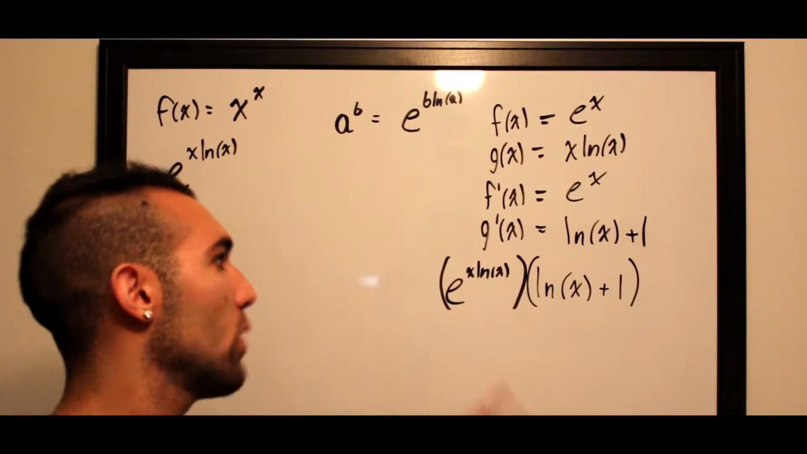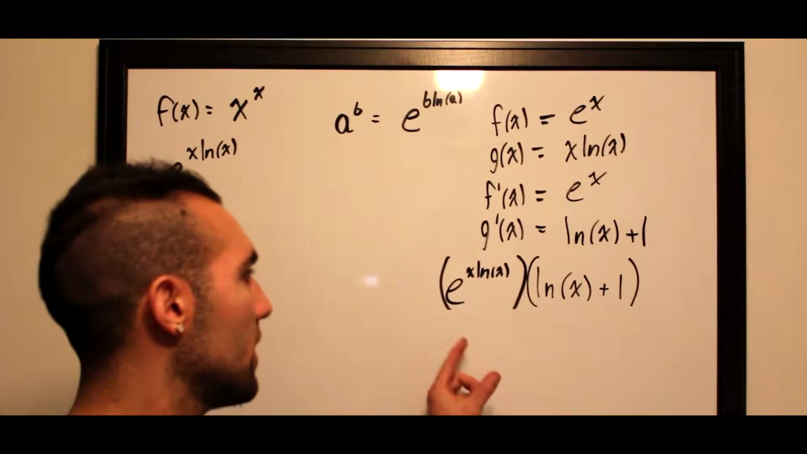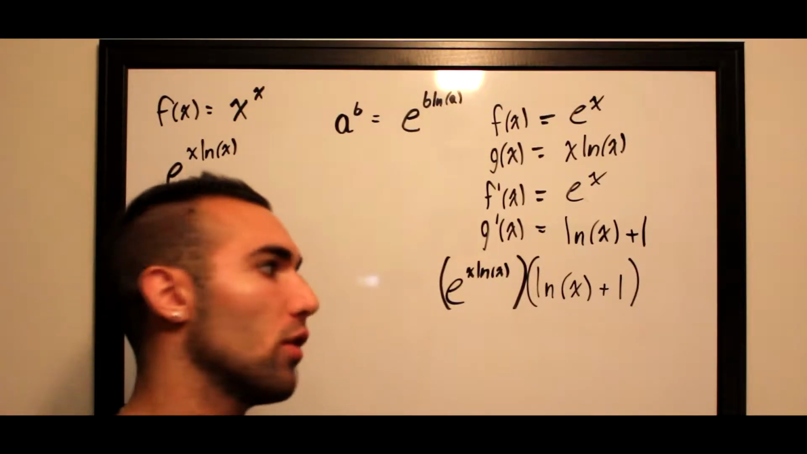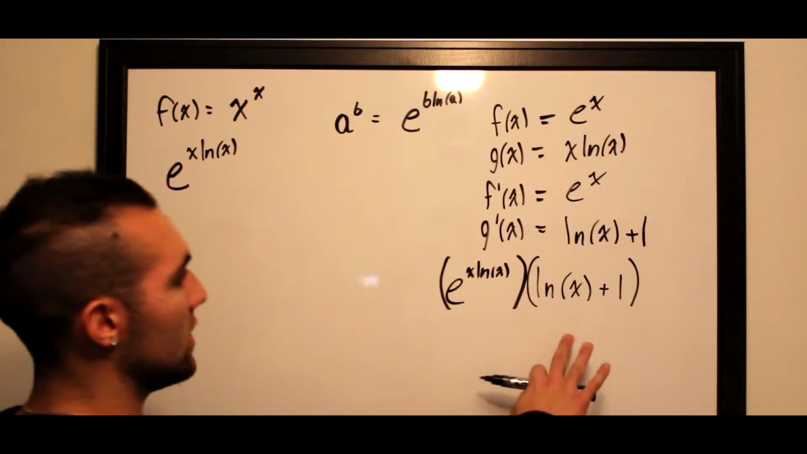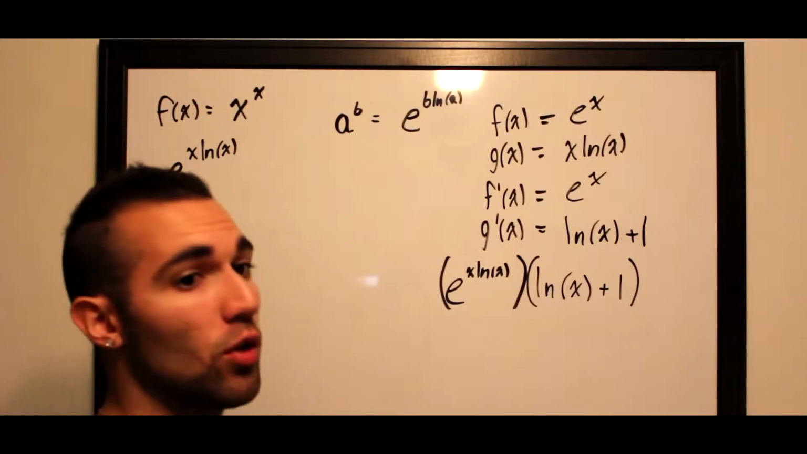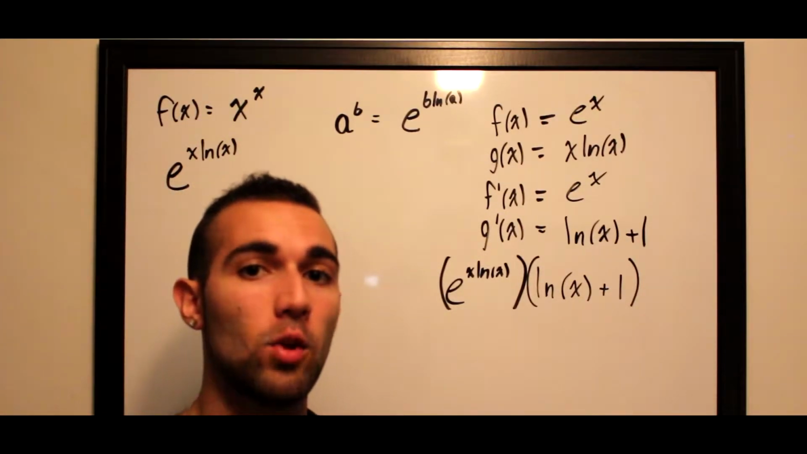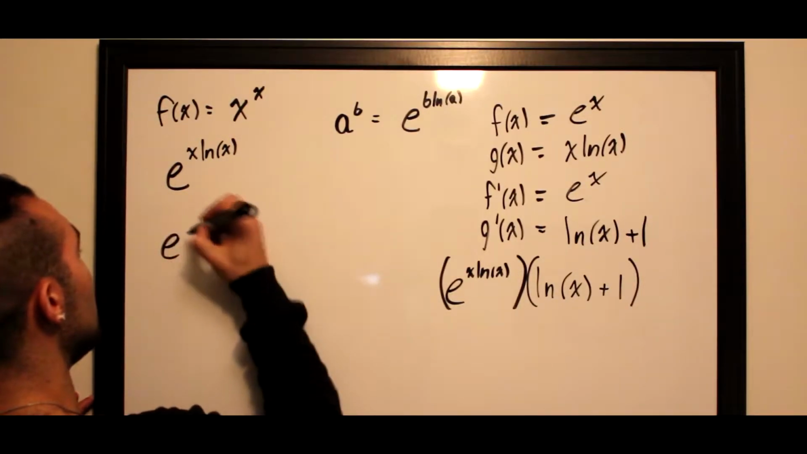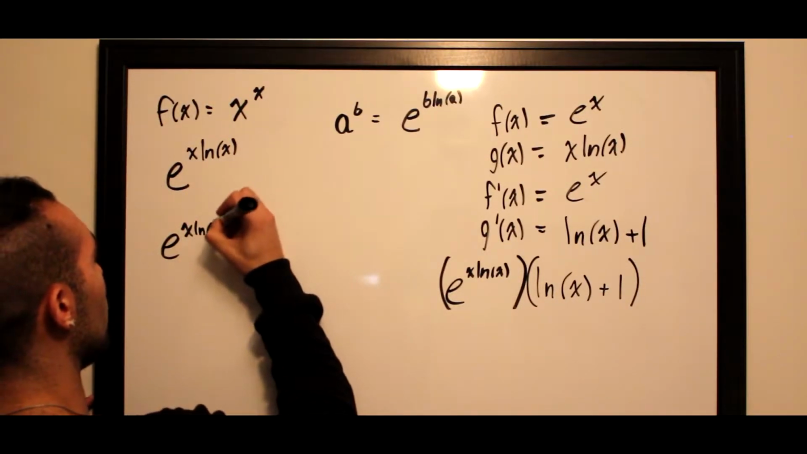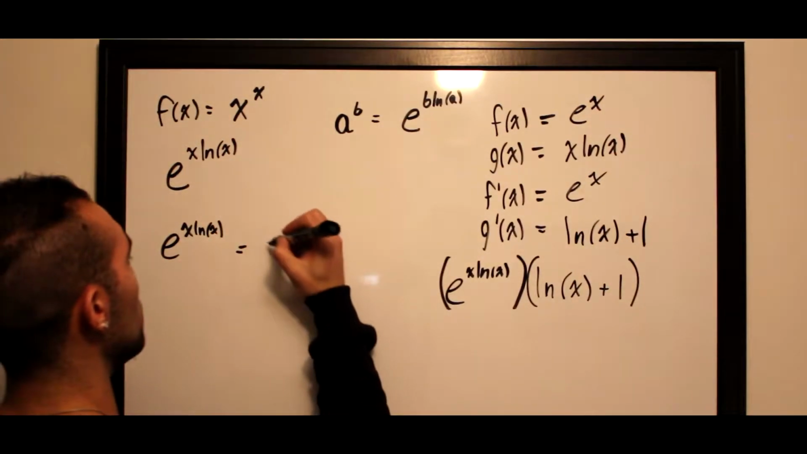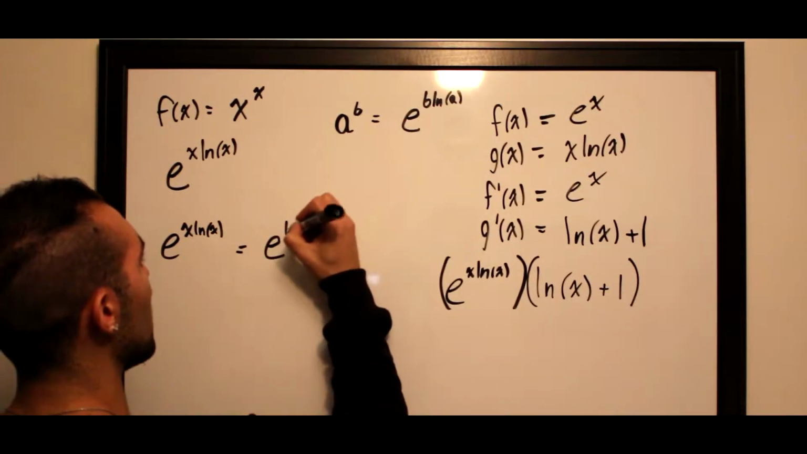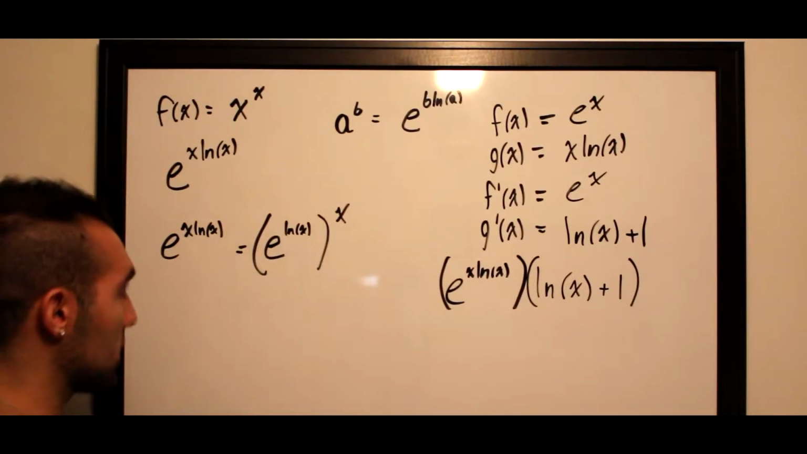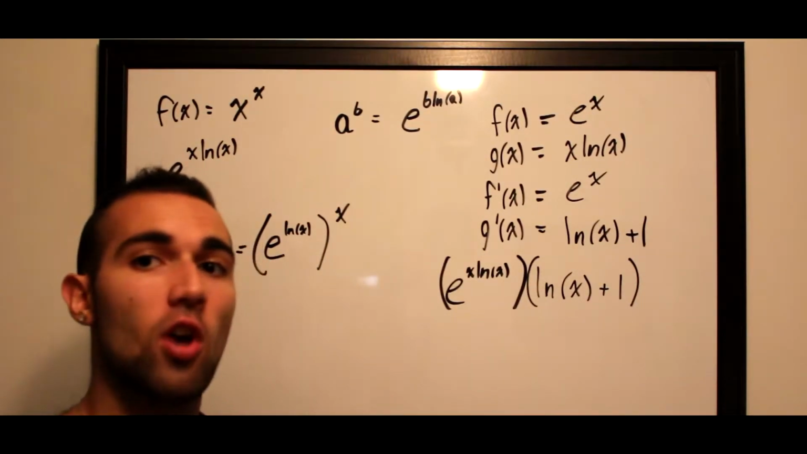Now in order to receive the same result that we got in the previous video, we are going to rewrite this a little bit so that we will have e to the ln of x all raised to the power of x. So we're going to do a slight modification right over here, but we're not going to be changing the value of our expression. We're going to write that e to the x ln of x is equal to e to the ln of x all raised to the power of x. And these are equivalent statements.